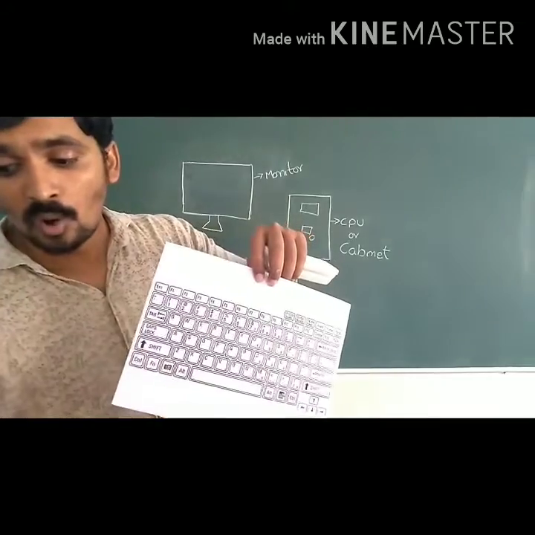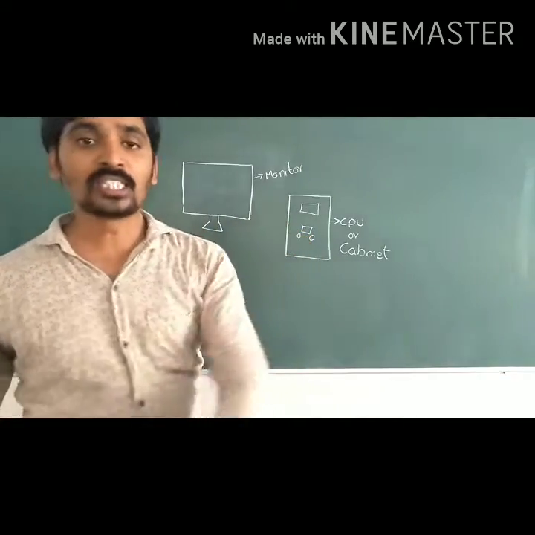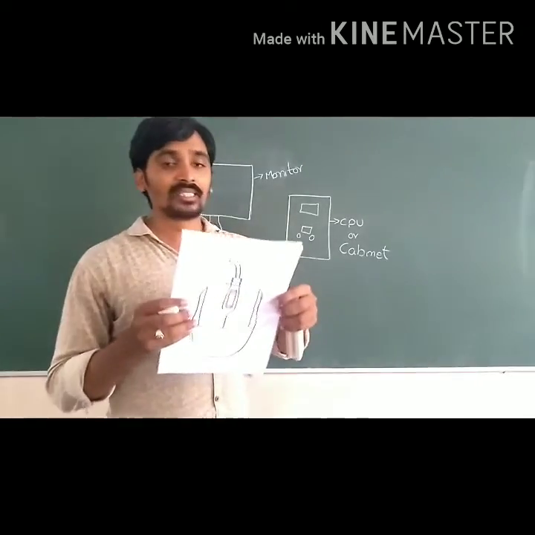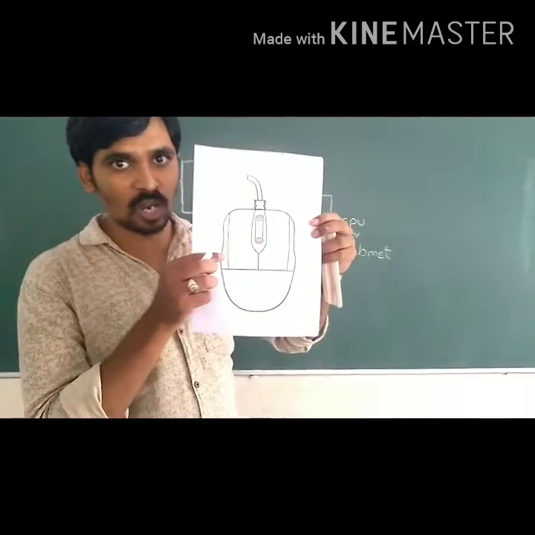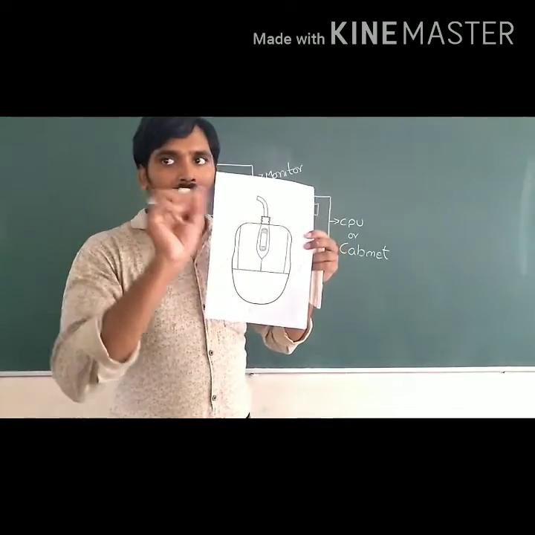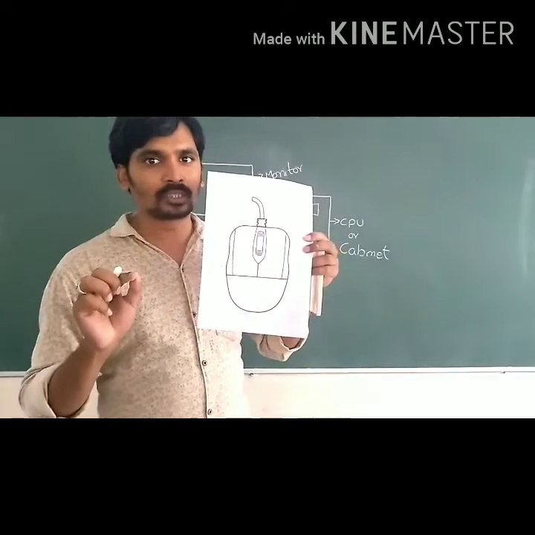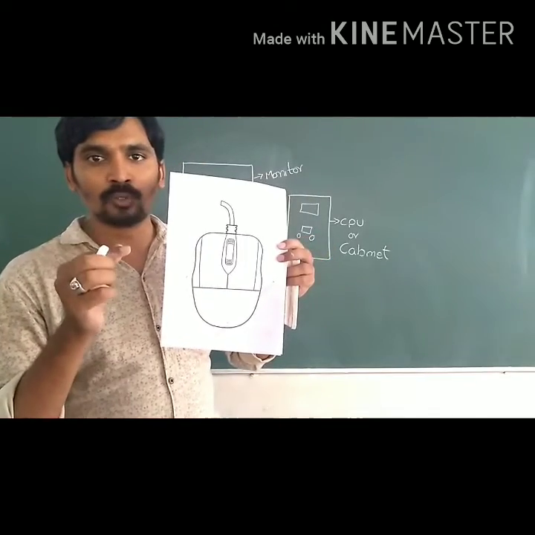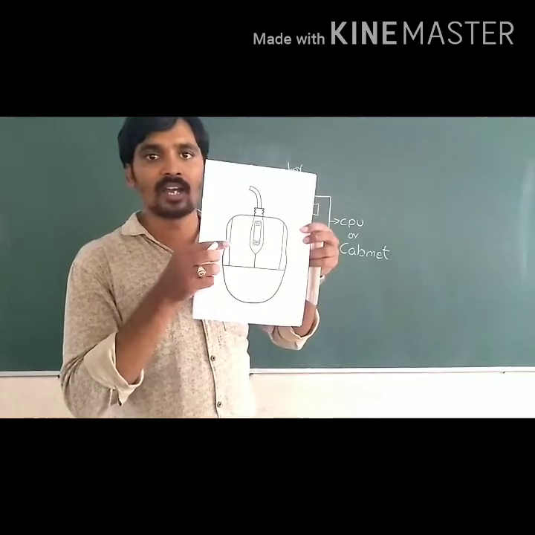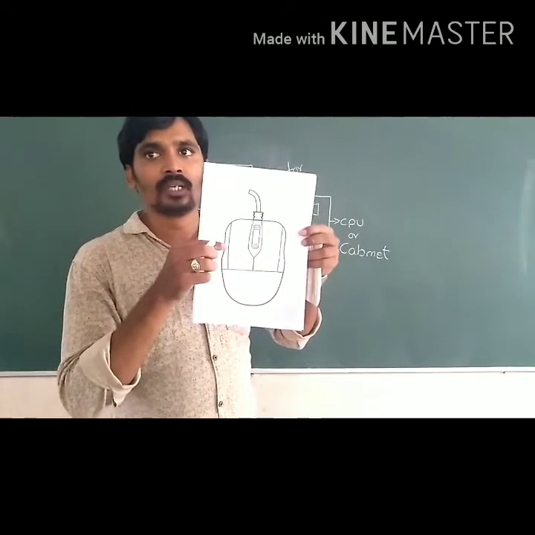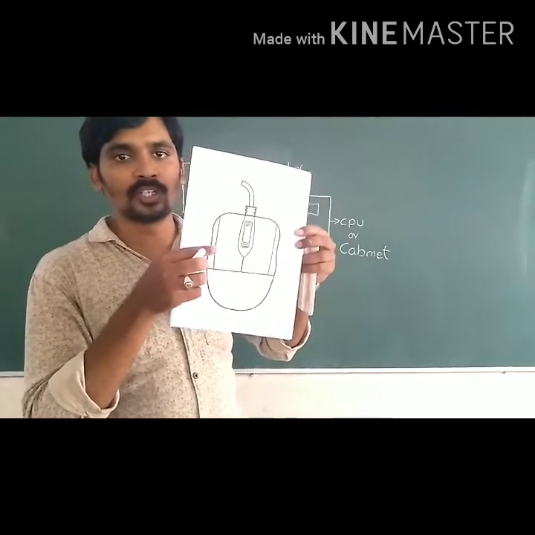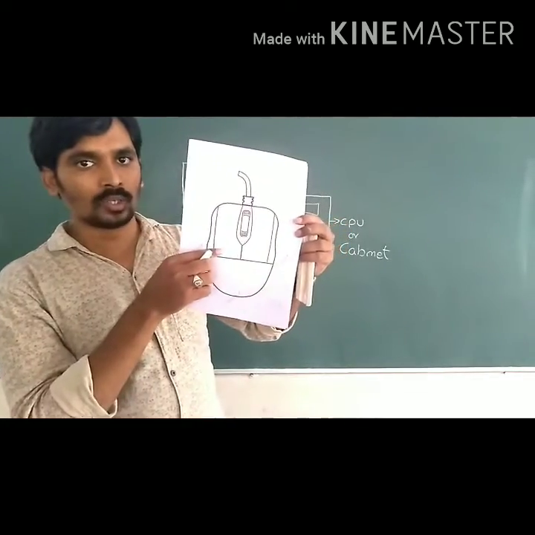Next one is mouse. This is a small mouse. You select any item, images, videos, any movies, play games. That's why we use it for selecting any icon. That's why we use the mouse. Okay?